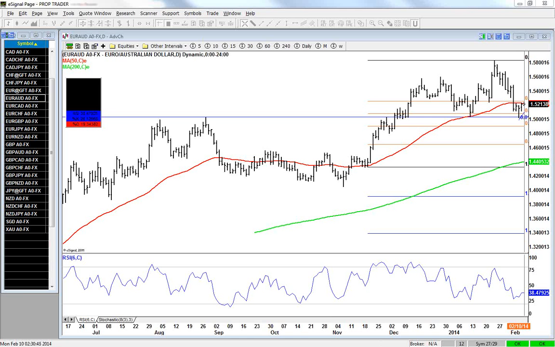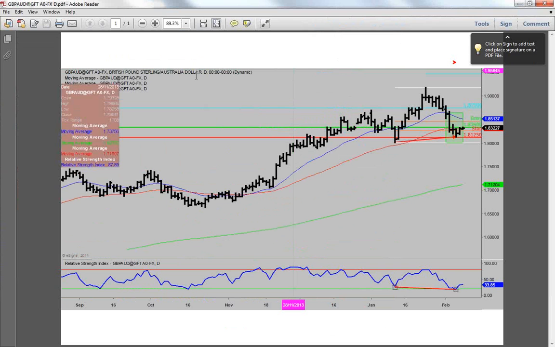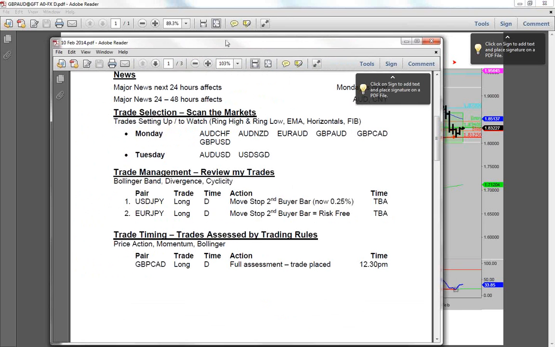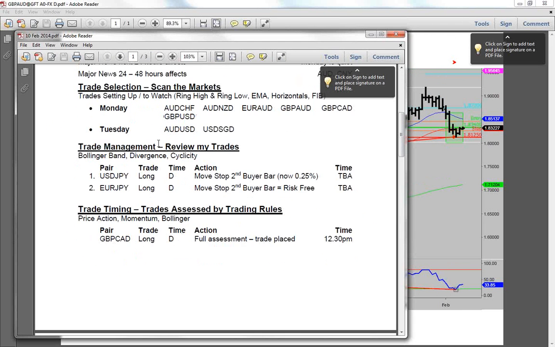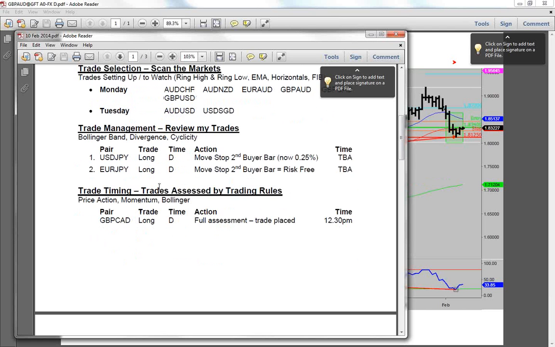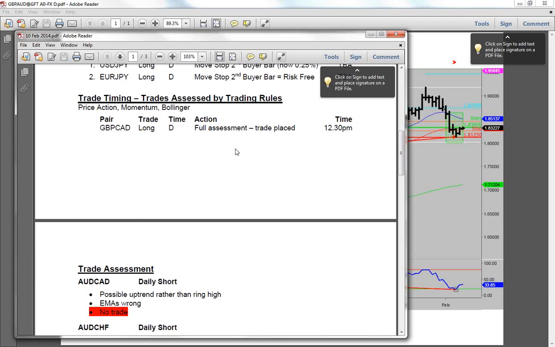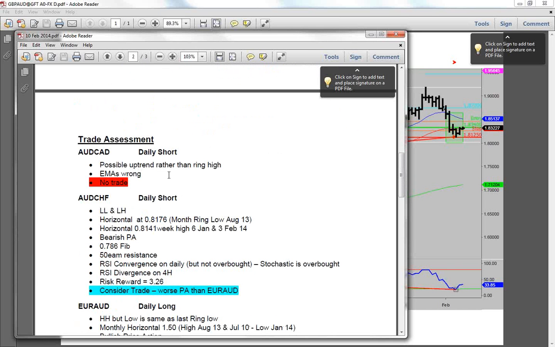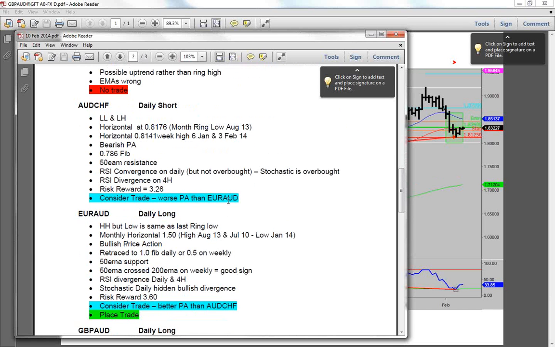Yep. Your Pound Aussie analysis. Yep. And this tells me your checklist. Monday, yeah, all the Aussies. Tuesday, dollar sing. Okay. Possible uptrend rather than ring high. EMAs are wrong.